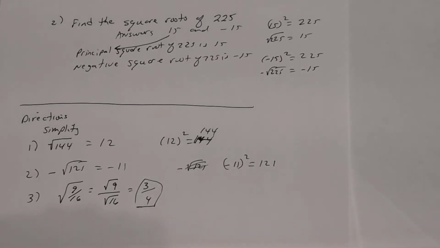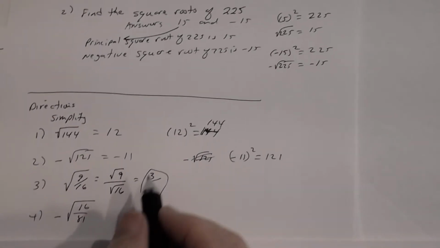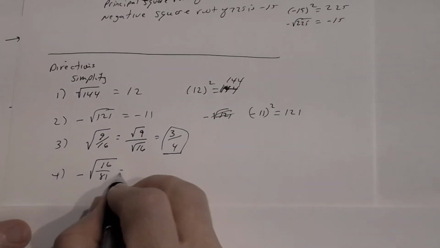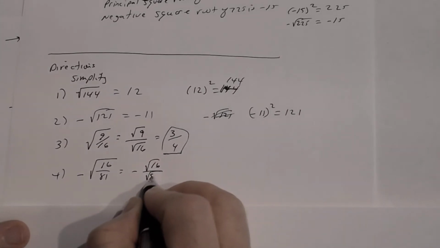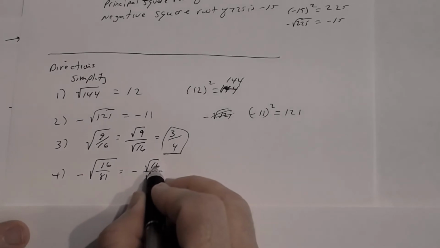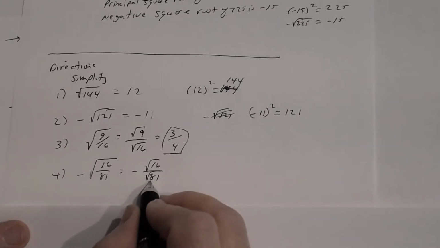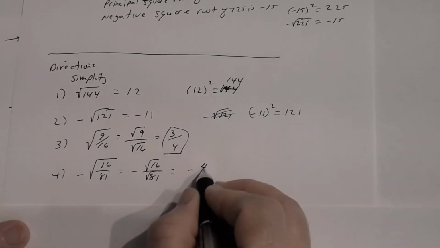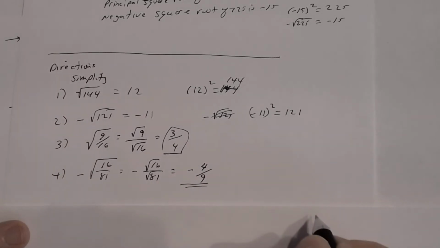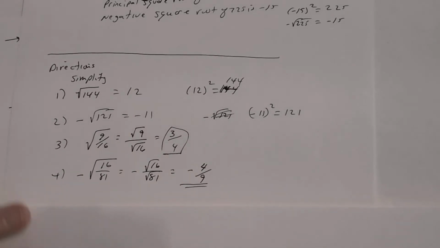Number 4, you're looking at the negative square root of 16 divided by 81. Same thing, right? You can do the same thing we did here. That's going to be the negative square root of 16 divided by the square root of 81. The square root of 16 is 4, and what number times itself is 81? It's 9, right? So the answer is negative 4/9. There's your answer.